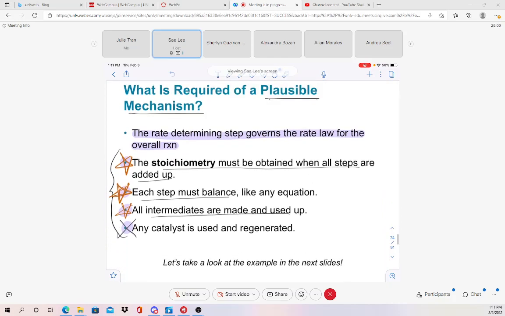So I want you guys to memorize this sentence. The rate determining step governs the rate law for the overall reaction. What is a rate determining step? The rate determining step is the slow step. So if you see a slow step and a fast step in a multi-step reaction, you should immediately recognize that the slow step is the rate determining step, and that slow step will govern the rate law for the overall reaction.